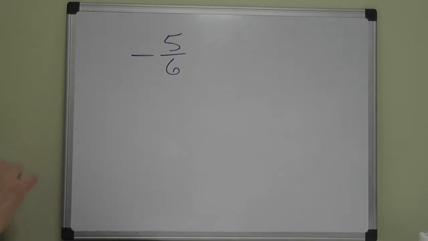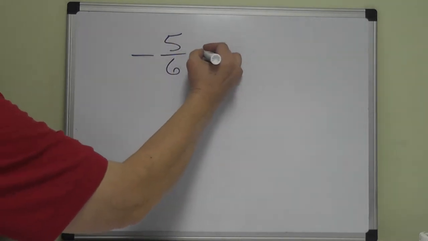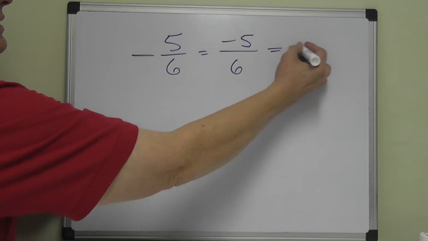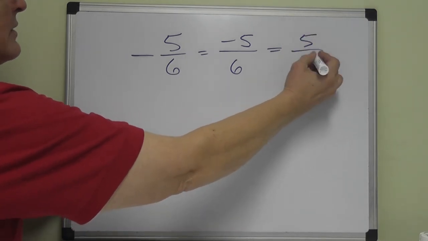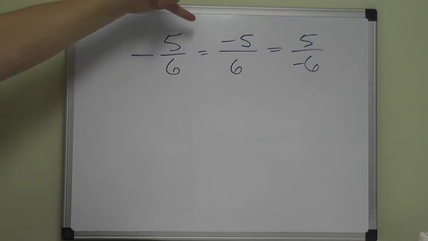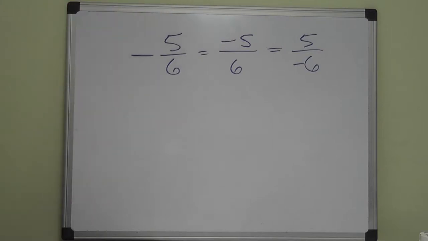This can also be expressed as negative 5 divided by 6, and it can also be expressed as 5 divided by a negative 6. So all three of these forms of negative rational numbers are equivalent. Now, our text tells us that the form with the negative sign in the numerator is the most useful for adding or subtracting rational numbers.